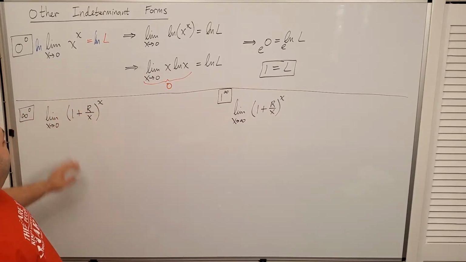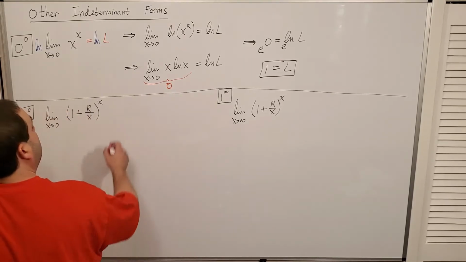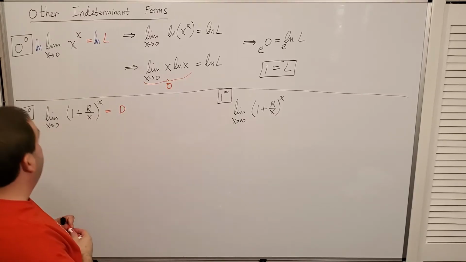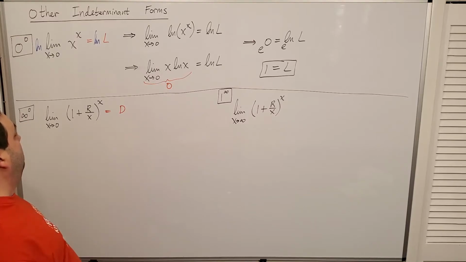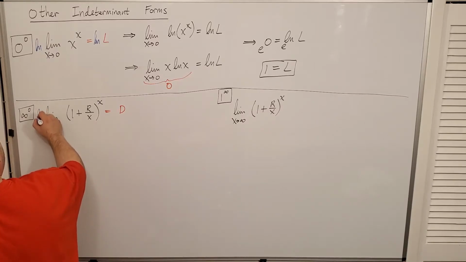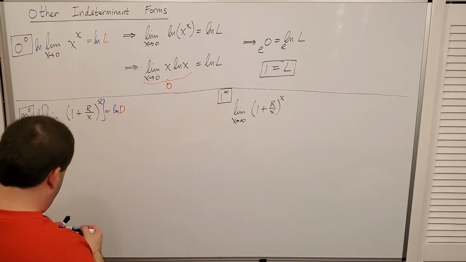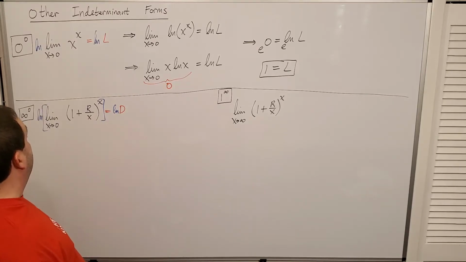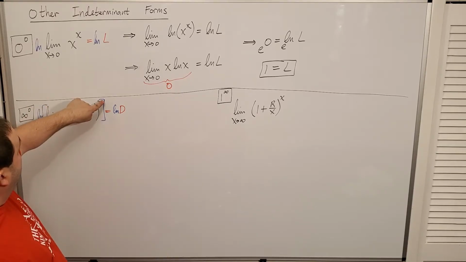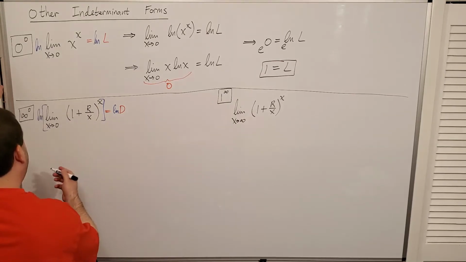Okay, so let's start with this one. Just like before, I'm going to let it equal something. It doesn't really matter what. So we'll just say something like D. And then just like before, I'm going to take a logarithm of both sides. So I'll do an ln here and an ln here. And then I can, of course, bring the ln into the limit. And remember, what that does is it allows me to drop the power out front.